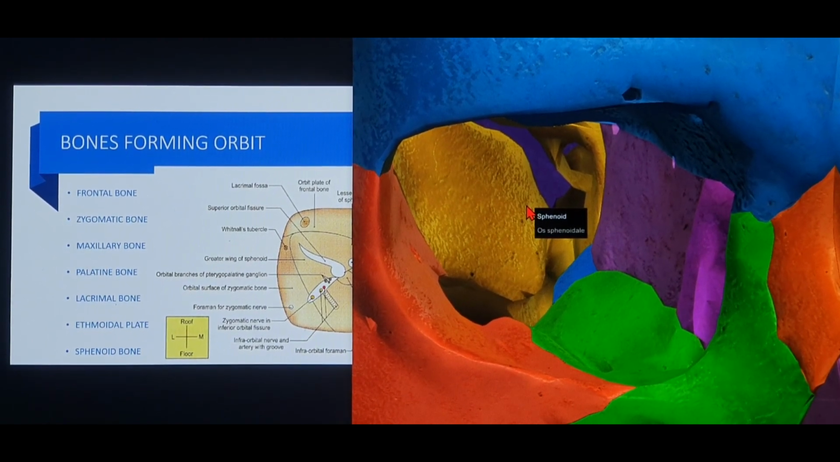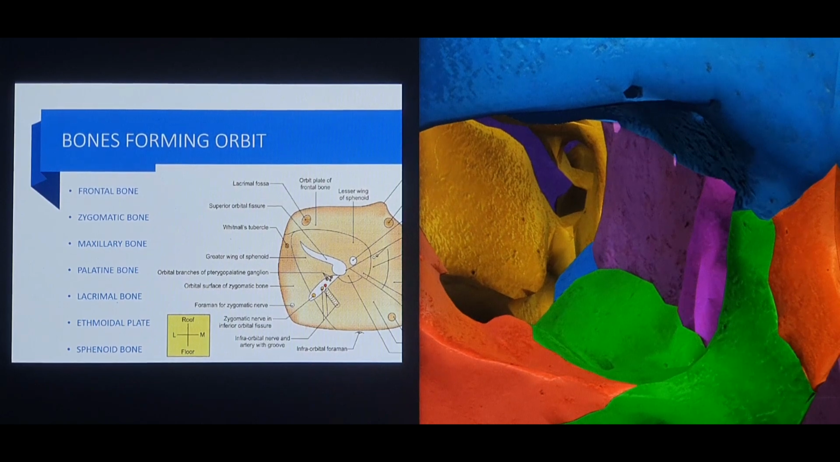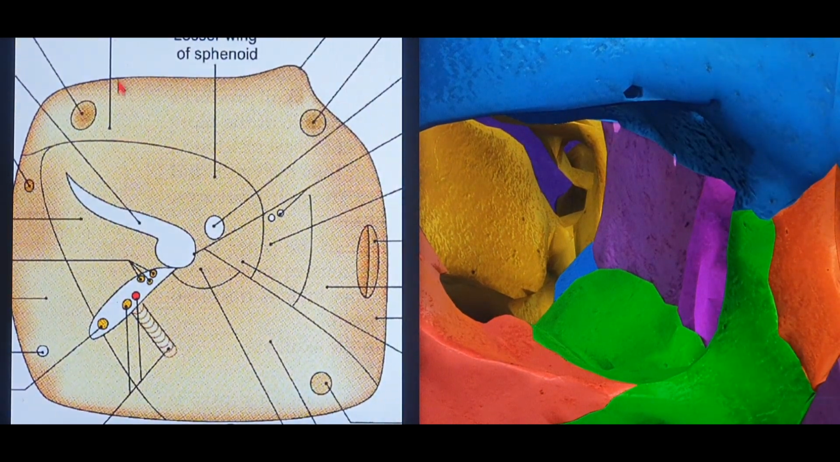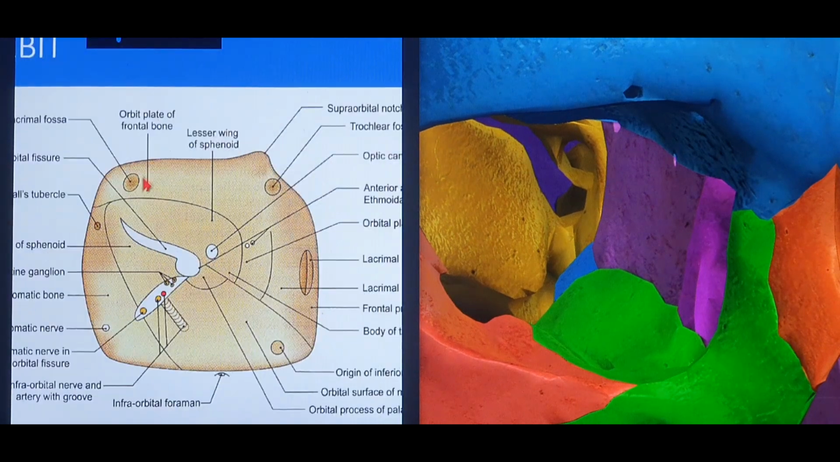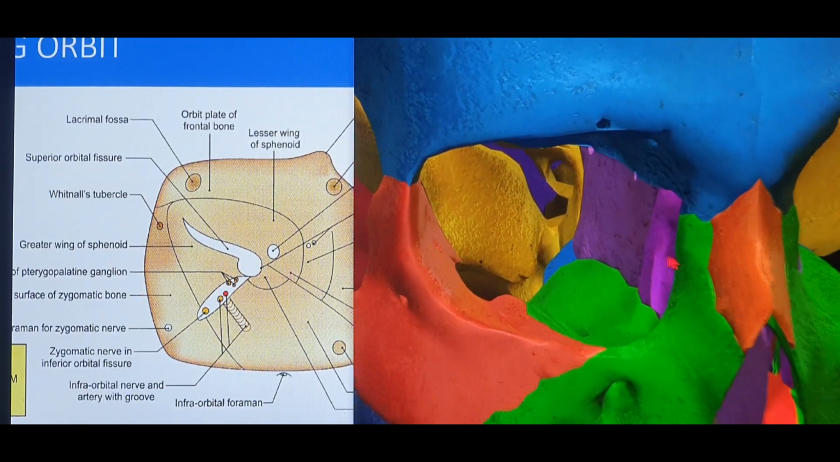Now I'll talk in brief about the bones that form the anatomy. So basically, what is the orbit? It is a pyramid shaped orbital cavity. As you can see in this photograph, this is a case of a right-sided orbit, and this is also a right-sided orbit, as you can see over here.